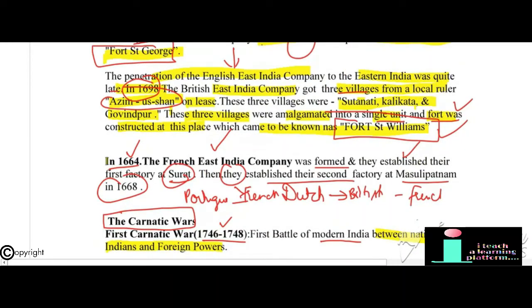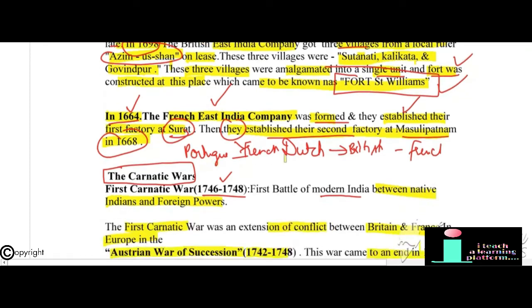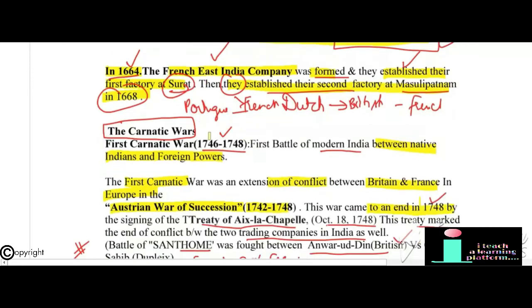In 1664, the French East India Company was formed, and they established their first factory at Surat. Then they established their second factory at Masulipattnam in 1668. They were seen as rivals to the British, and conflict arose between the two. In the chronological order we have studied till now, first came the Portuguese, then the Dutch, then the British, and then the French.